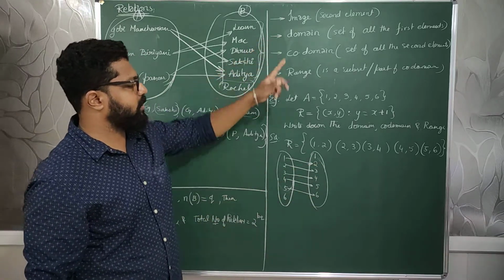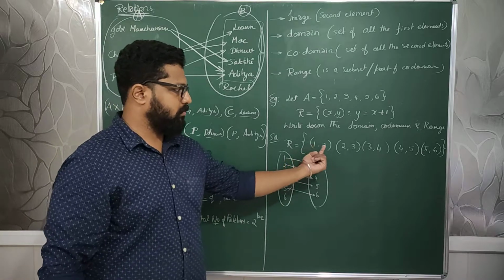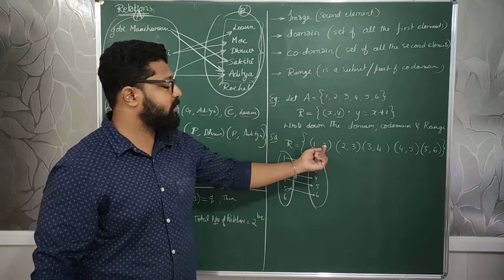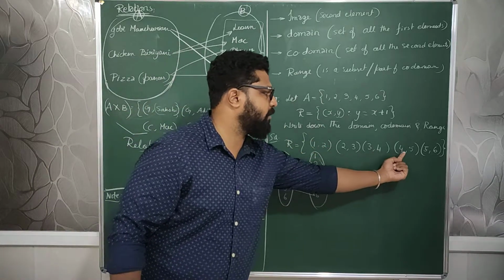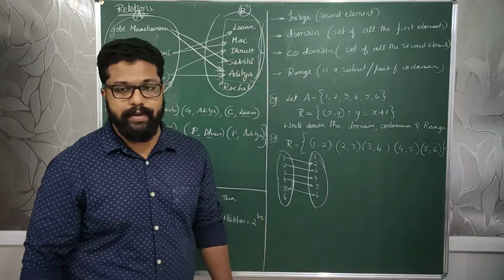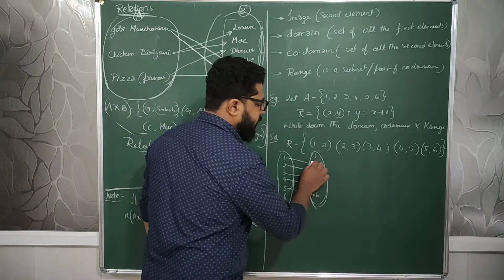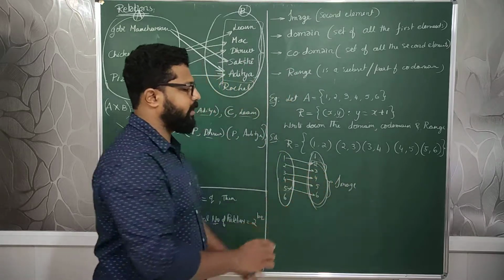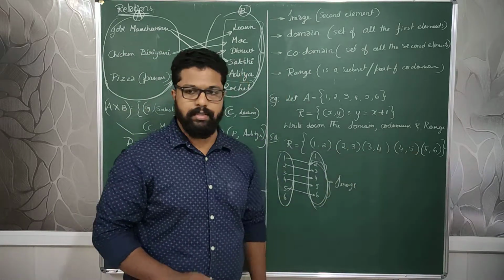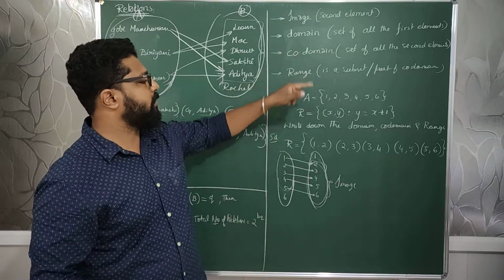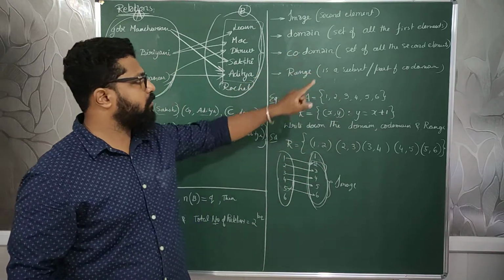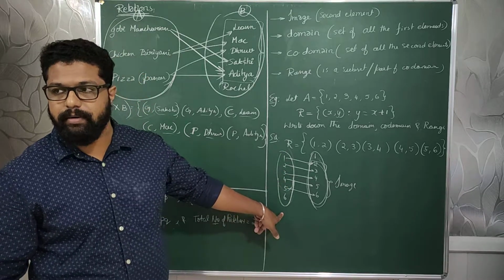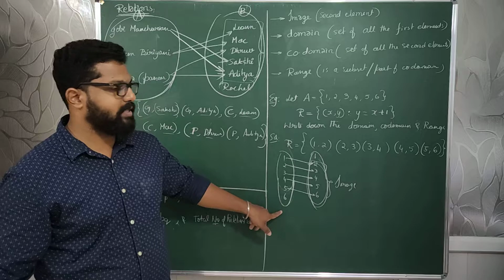After that, can you tell me what is the image? The image is the set of all the second elements, 2, 3, 4, 5, 6. These will form my image. Image is done. Domain. They are asking for the domain, so it is the set of all the first elements. All the first elements I will combine and write. That is nothing but my domain, that is 1, 2, 3, 4, 5, 6.